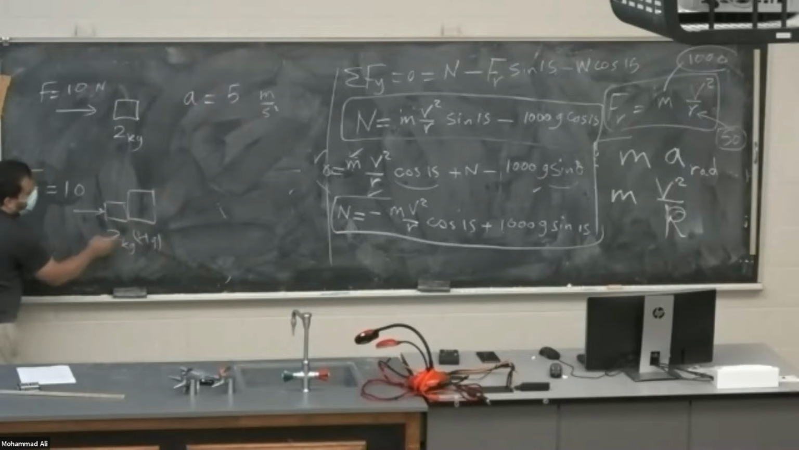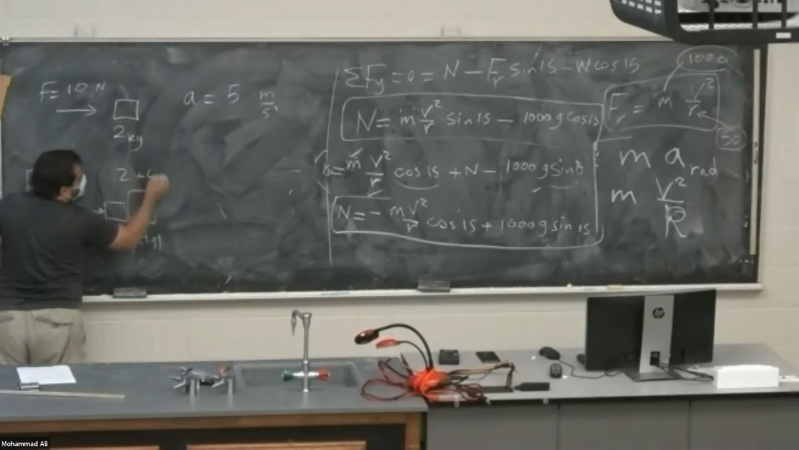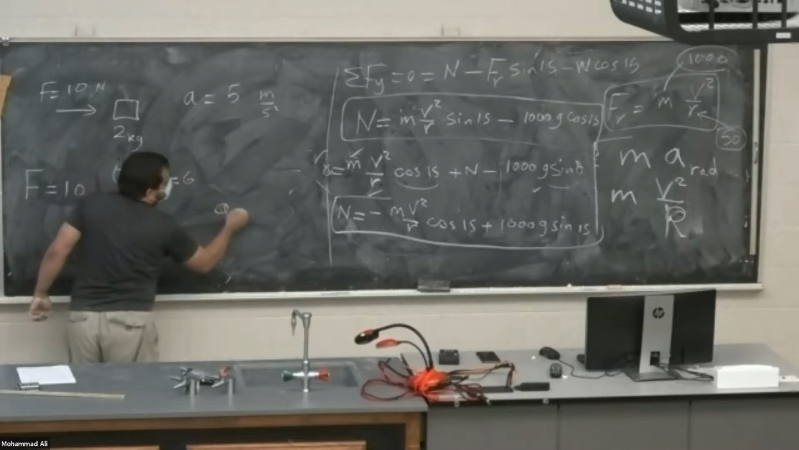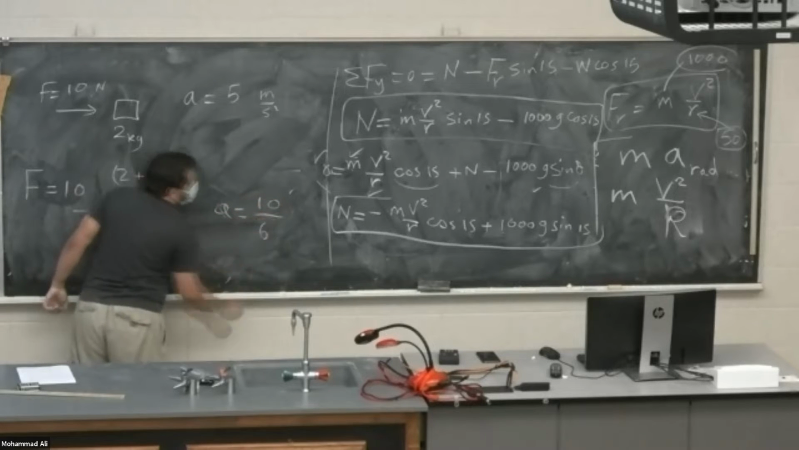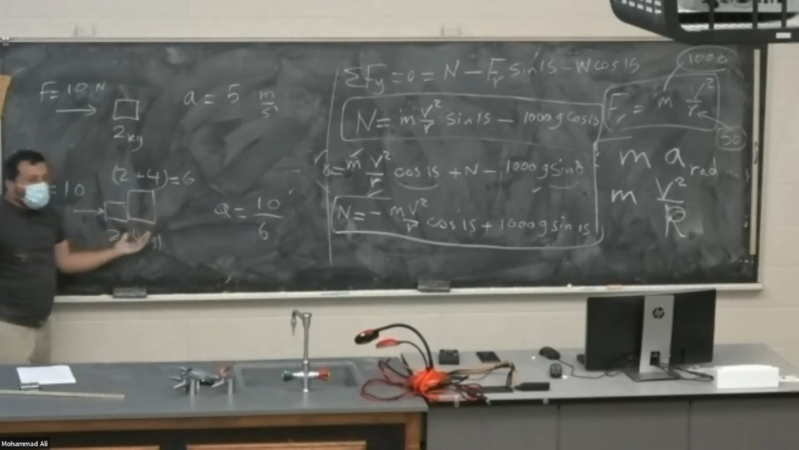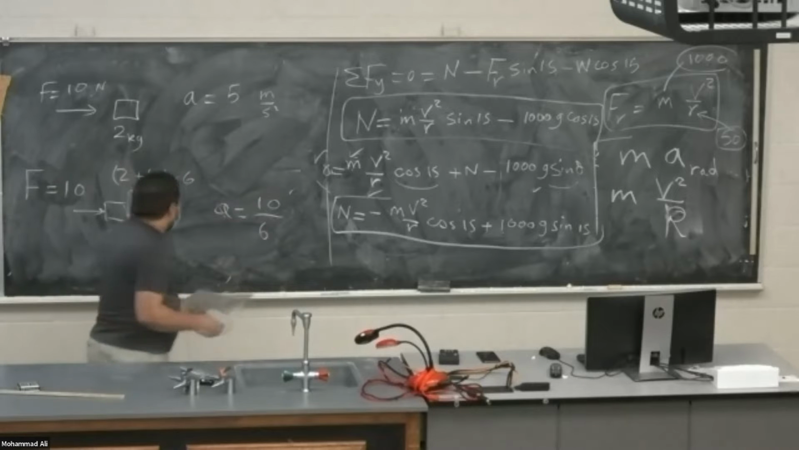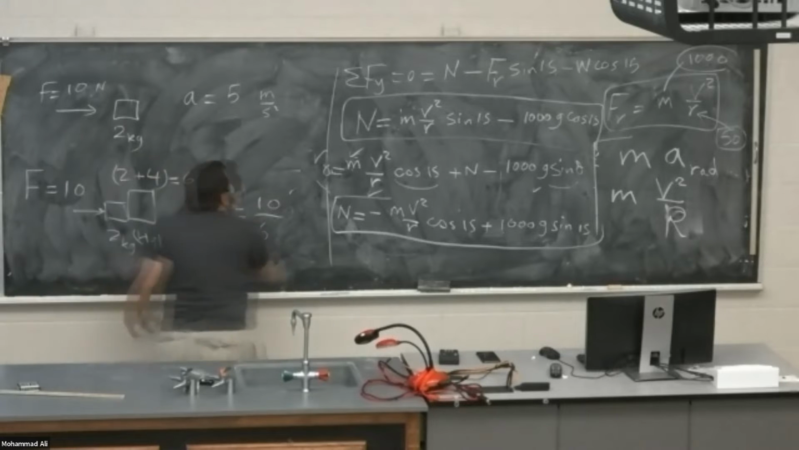So the total mass will be 2 plus 4, which is 6. So the acceleration is equal to 10 over 6. Just because we have two masses. The same thing if we have a string between these two masses.